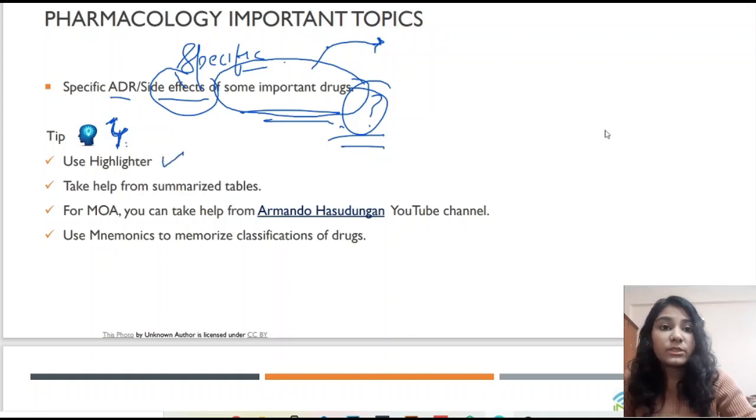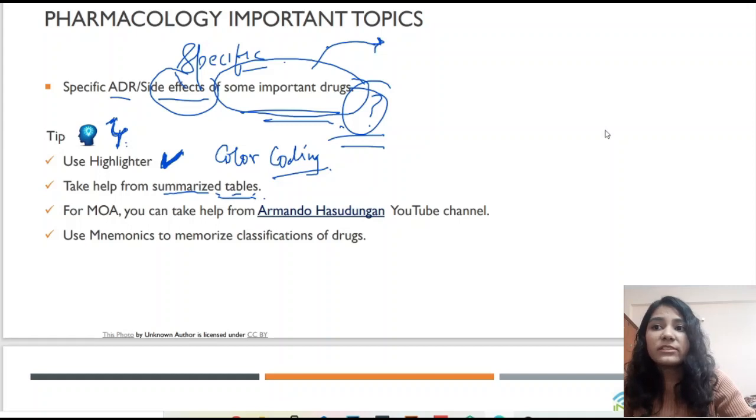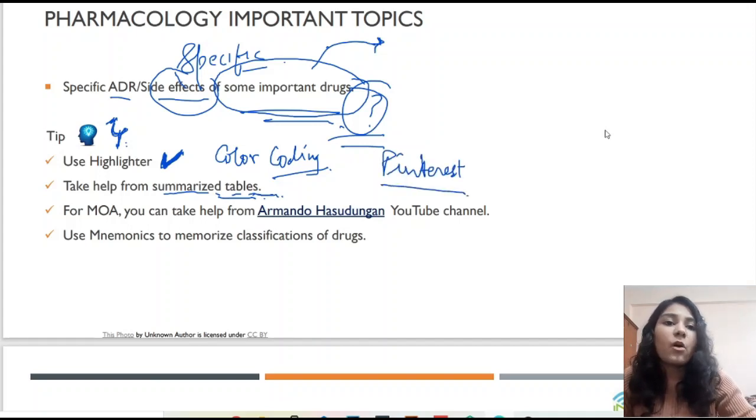Now there are some tips which I would like to give you. I would recommend you to use a highlighter if you are studying from a book. You can make use of color coding, like you can use 2 highlighters, one for less important and one for the most important. Second is take help from summarized tables. You will find them over the internet. If you use an app called Pinterest, just search pharmacology cheat codes or pharmacology tables. You will find a lot of material there.